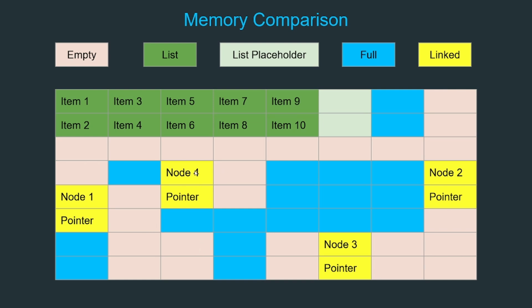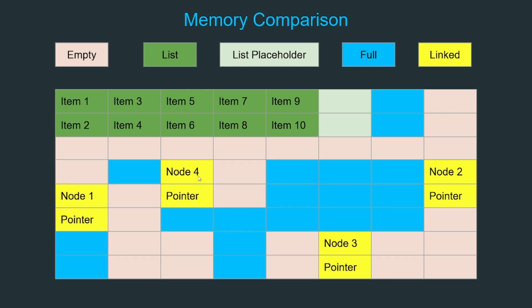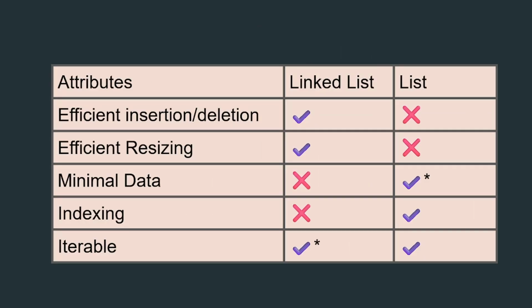For example, this node here has to store both the data of the node and the pointer to the next node, whereas an item in a list only has to store the data for the item and not a pointer. Additionally, lists have better indexing. For example, in a linked list, I would first have to access items 1, 2, and 3 to then get to item 4. However, in a list, I could just directly access item 4. Finally, both linked lists and lists are iterable, but lists are slightly faster because their items are memory adjacent. Here is a table that illustrates these comparisons.